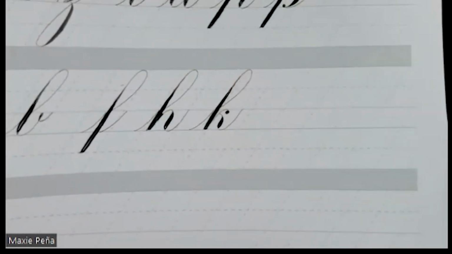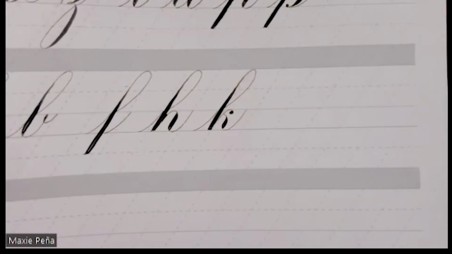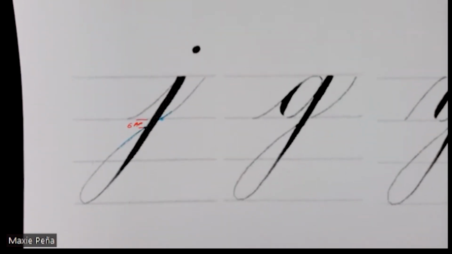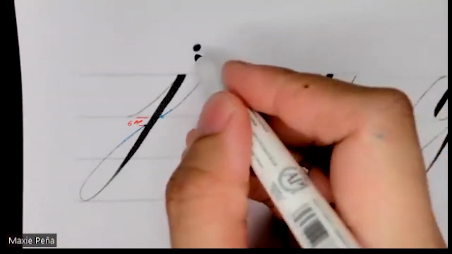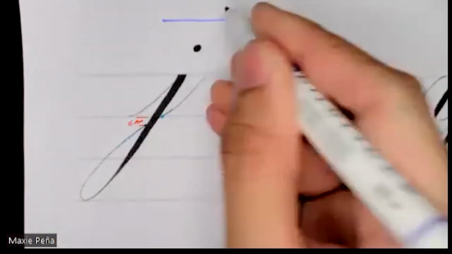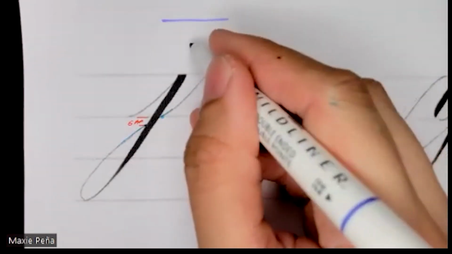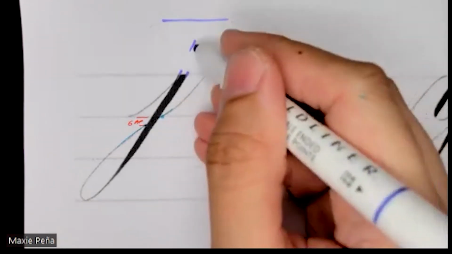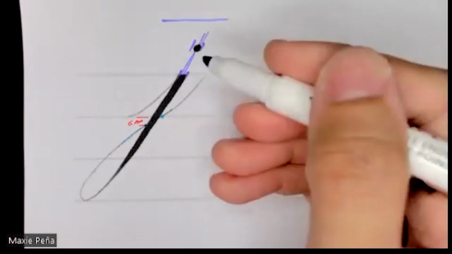Okay, now we are on the last group of letters, the lower loops: J, G, Y, Q, and Z. Okay, so remember when I talked about the dot of the I? Wherever you had placed the dot earlier, whether it's the middle or higher or lower, keep it on the same level for your letter J. And for the heft, I like it to be as similar as possible to my main stroke and keep it on the same slant as well.